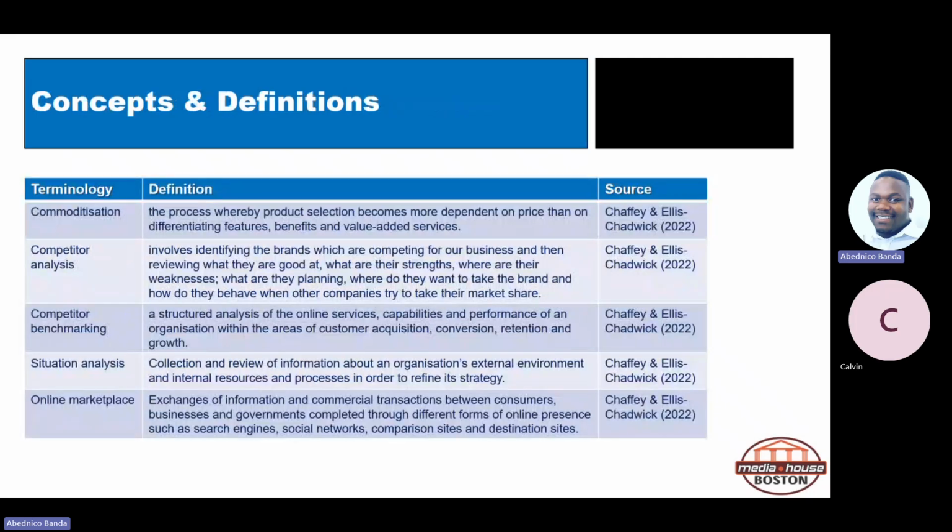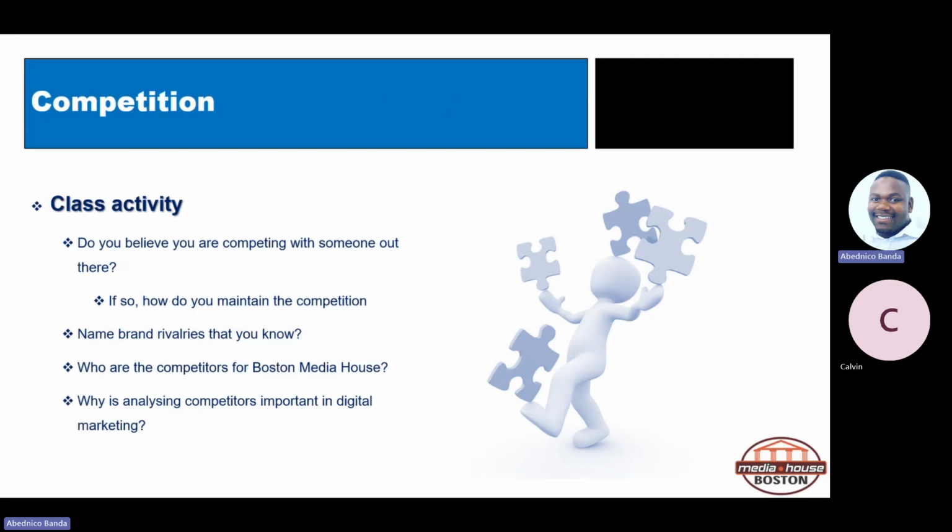And as we go through competition, you are also going to be coming across terms such as commoditization, competitor analysis, competition benchmark, situation analysis, and online marketplace. And most of them we have already discussed.